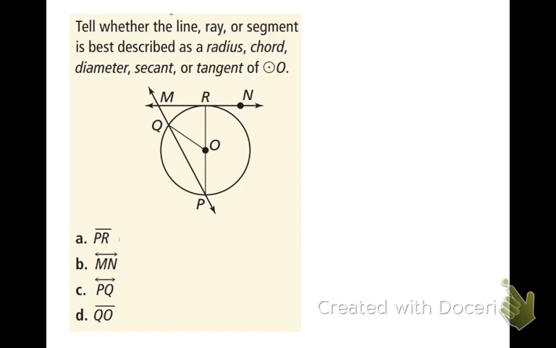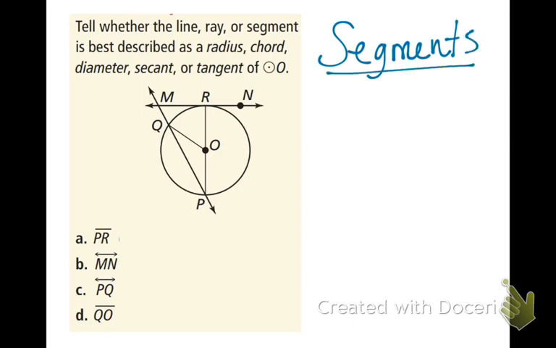All right, so tell whether the line, ray, or segment is best described as a radius, chord, diameter, or secant, or tangent. Which one of these were segments? Okay, no, I mean which one of these words are segments? Radius. A radius is a segment. What else? A diameter. A diameter is a segment. And? A secant. No. You already said that. She's already said the answer is chord.